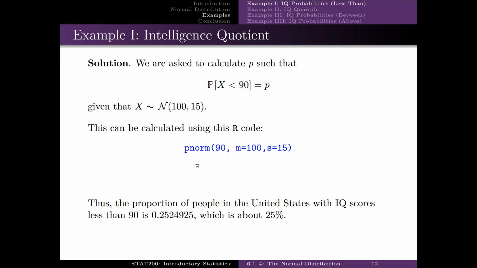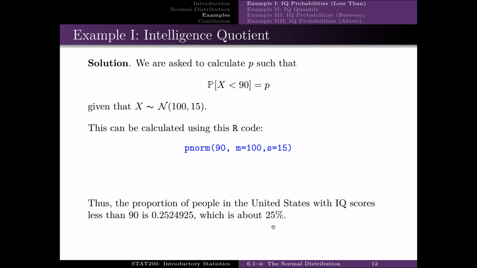Here it is in R. P for cumulative probability, norm is the stem for the normal, 90 is the value. We're specifying M is equal to 100 and S is equal to 15. This comes out to be about a quarter of the population.